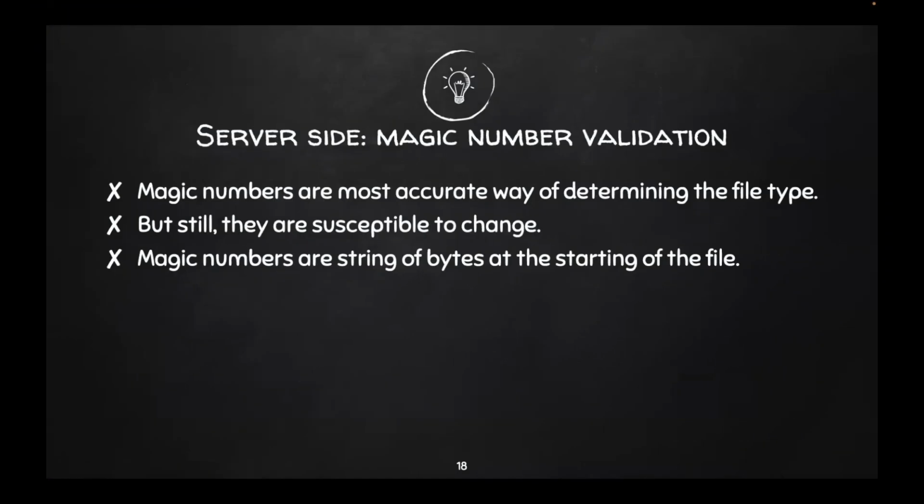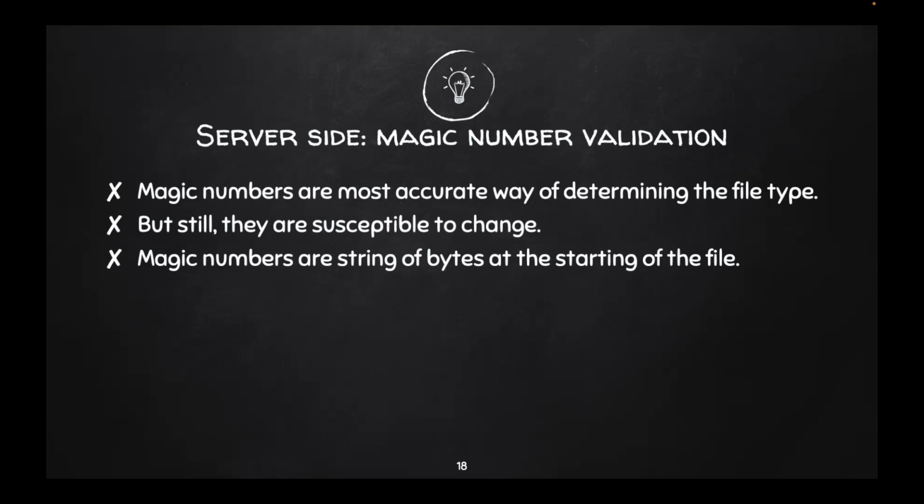Next, a type of server side validation can be magic number validation. Magic numbers are basically the most accurate way of determining file type. In the previous video, if you remember, in one of the cases the content type was getting determined from the file name. That was a very insecure manner, because if we change the file name, the content type will change accordingly. So that's not a secure manner.